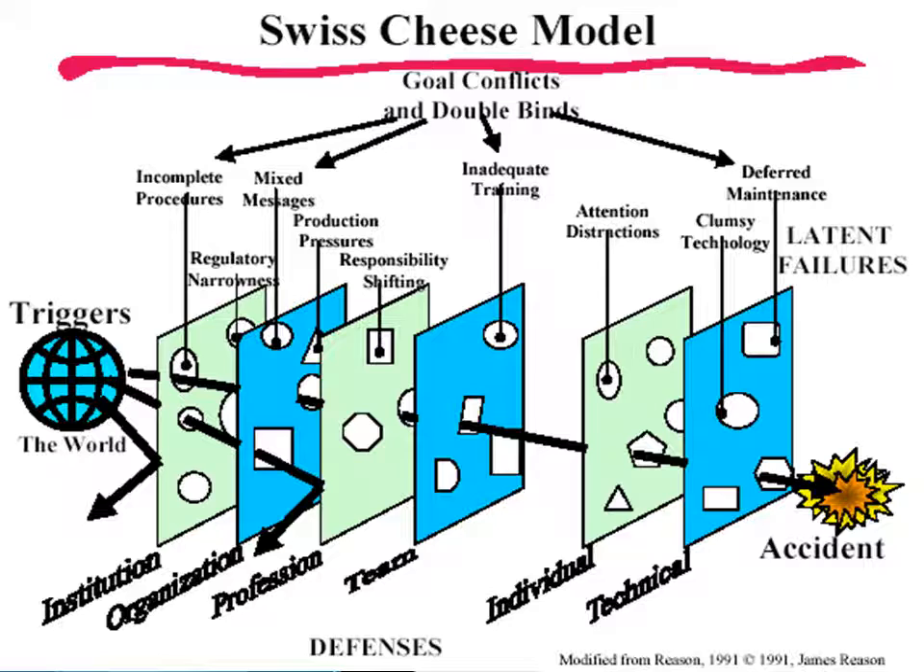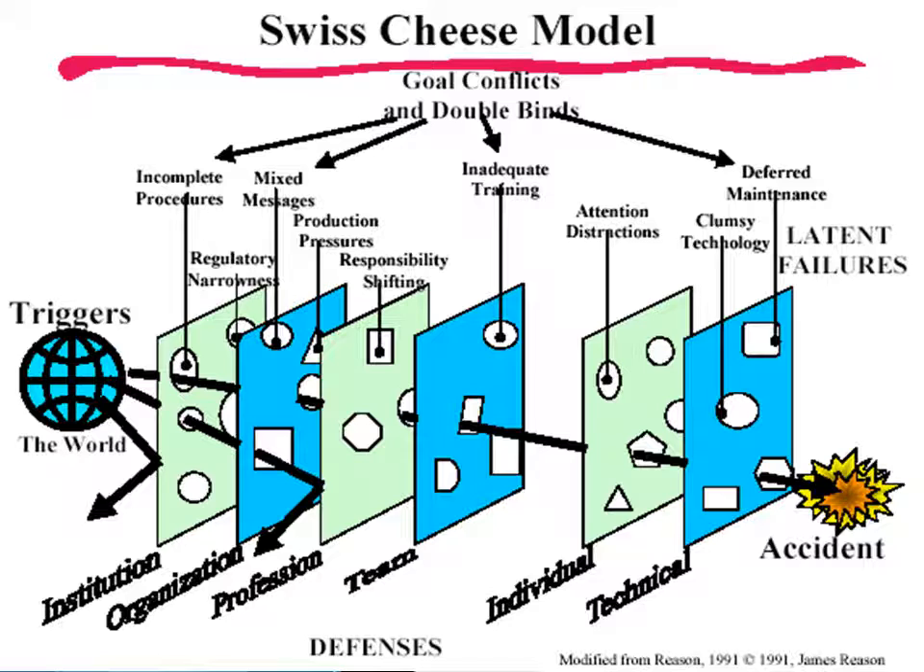Like there's an incomplete procedure, like you have a patient with asthma and you don't collect or check the peak flows. There's a mixed message. So you tell a patient to come in at 2:30 on the 5th and they think it's 2:30 on the 6th. There's responsibility shifting, things like a transition from one person to the next. You're not properly trained well. Your attention is distracted. The technology doesn't work. All of these are possibilities for error.